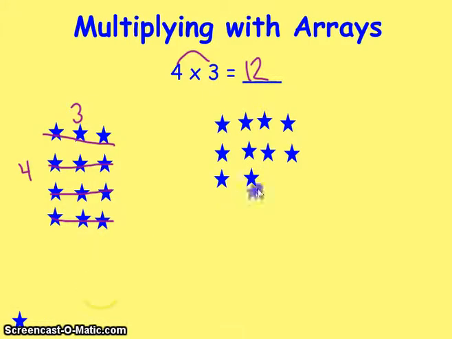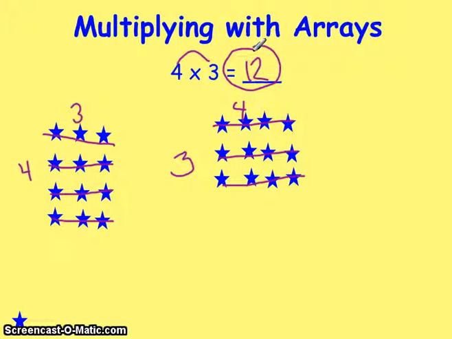Almost there. Now my dimensions will be different. I don't have 4 by 3 this time. I have 3 by 4. And I can add it up by saying 4 plus 4 plus 4 is still 12.